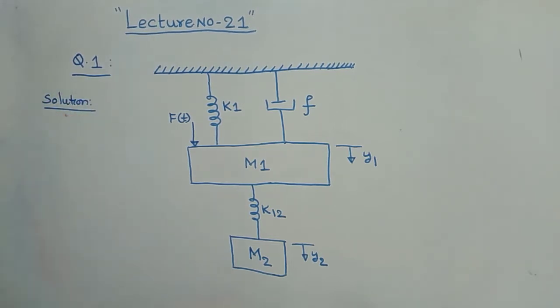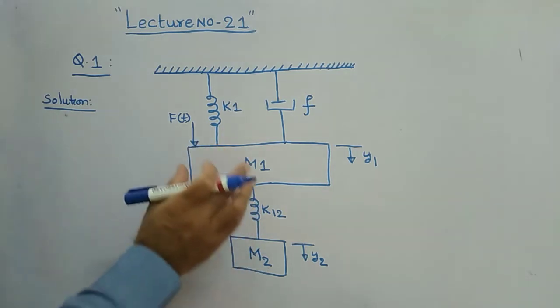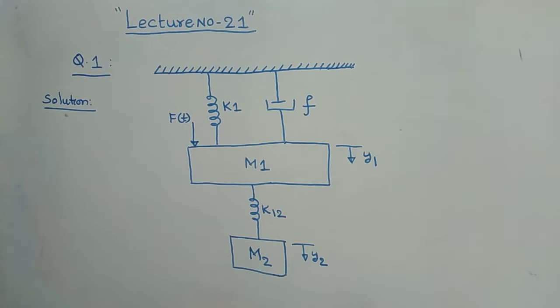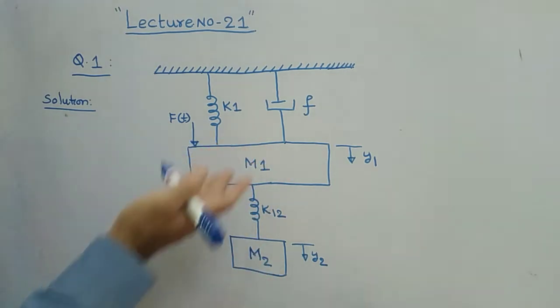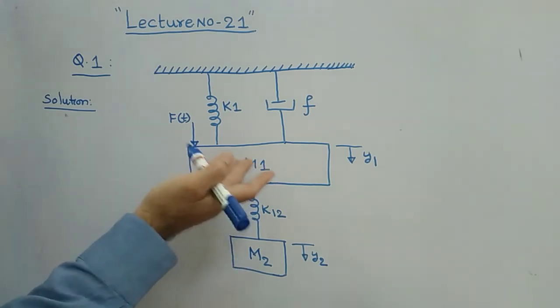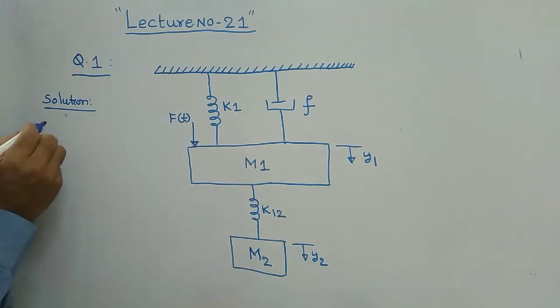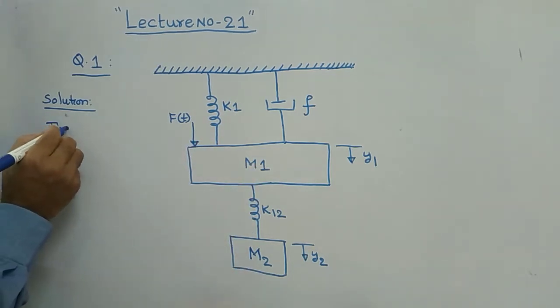First of all, I already explained in our previous sessions. For any given problem, you first write the free body diagram. So how many blocks are there? There are two blocks. Therefore, one by one, we need to draw the free body diagrams. Let us draw the free body diagram for M1.